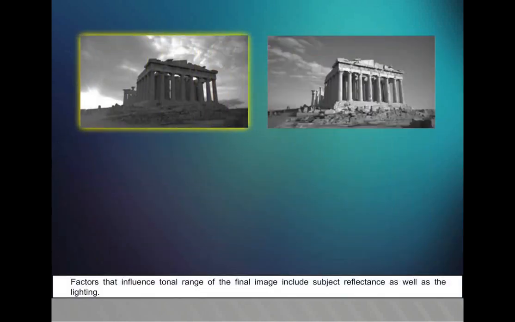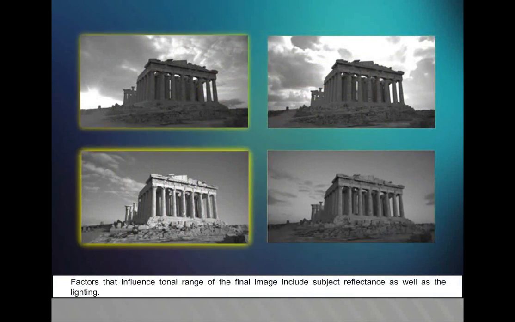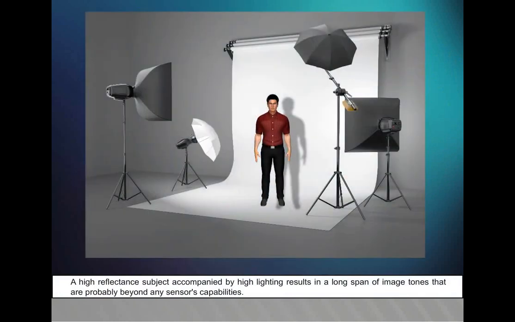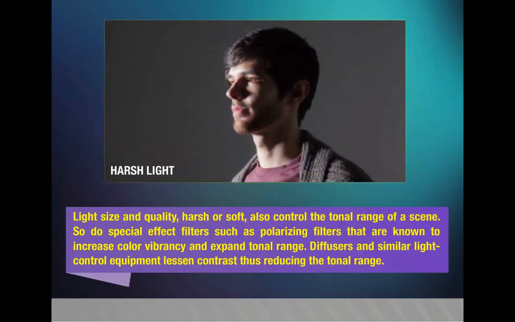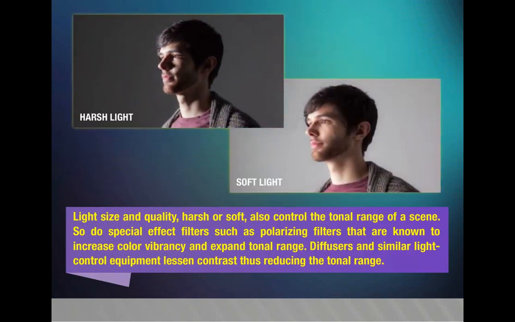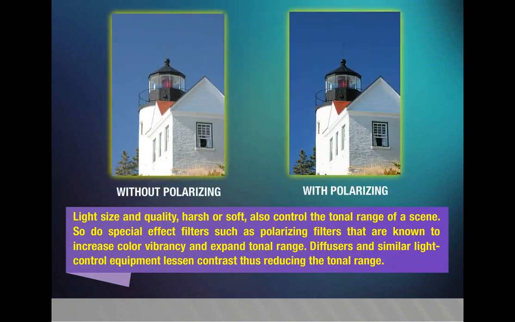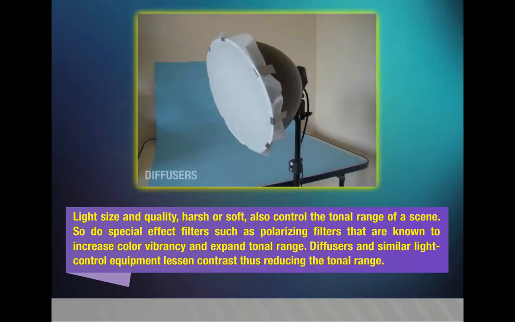Factors that influence tonal range of the final image include subject reflectance as well as the lighting. A high reflectance subject accompanied by highlighting results in a long span of image tones that are probably beyond any sensor's capabilities. Light size and quality, harsh or soft, also control the tonal range of a scene. So do special effect filters such as polarizing filters that are known to increase color vibrancy and expand tonal range. Diffusers and similar light control equipment lessen contrast, thus reducing the tonal range.